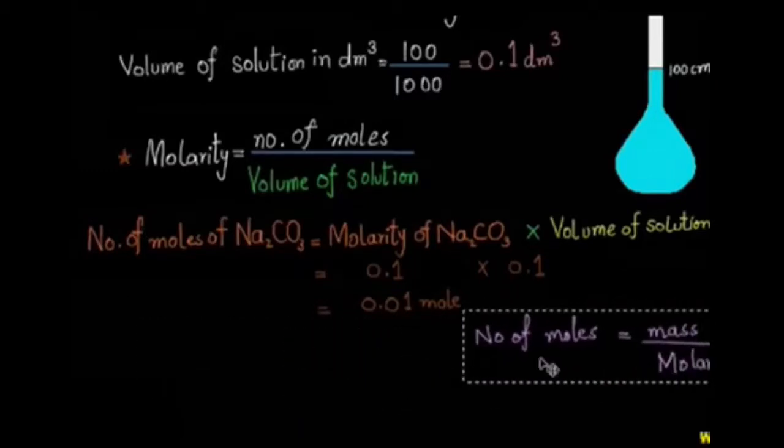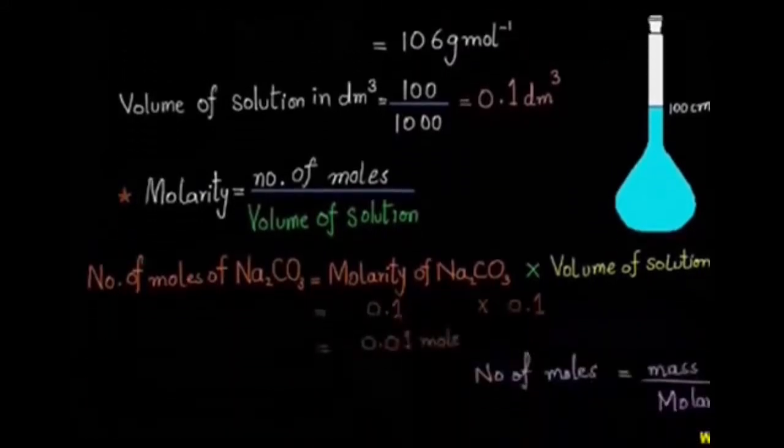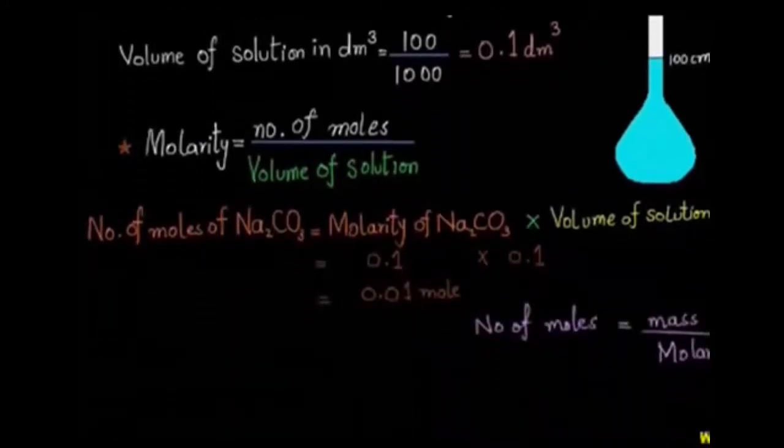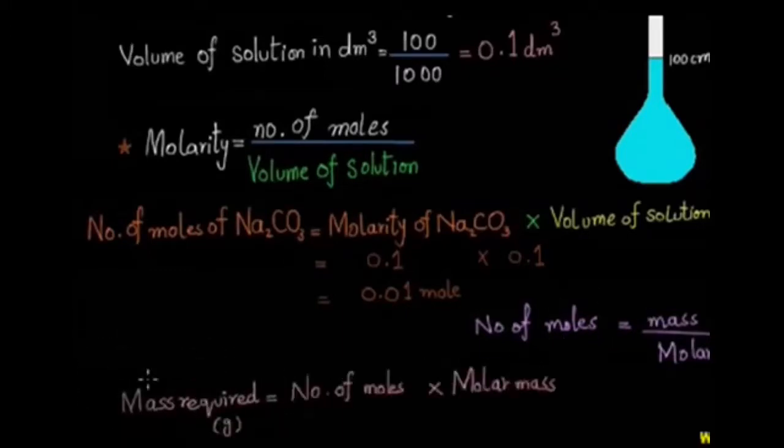So by rearranging this formula, we have to find the mass required in grams. As we have calculated the molar mass of sodium carbonate, that is 106 grams, and also the number of moles, which is 0.01 mole, after rearranging the formula, number of moles equal to mass in gram by molar mass, we get this form: mass required is equal to number of moles multiplied by molar mass. In this way we will find the mass required to prepare this solution.